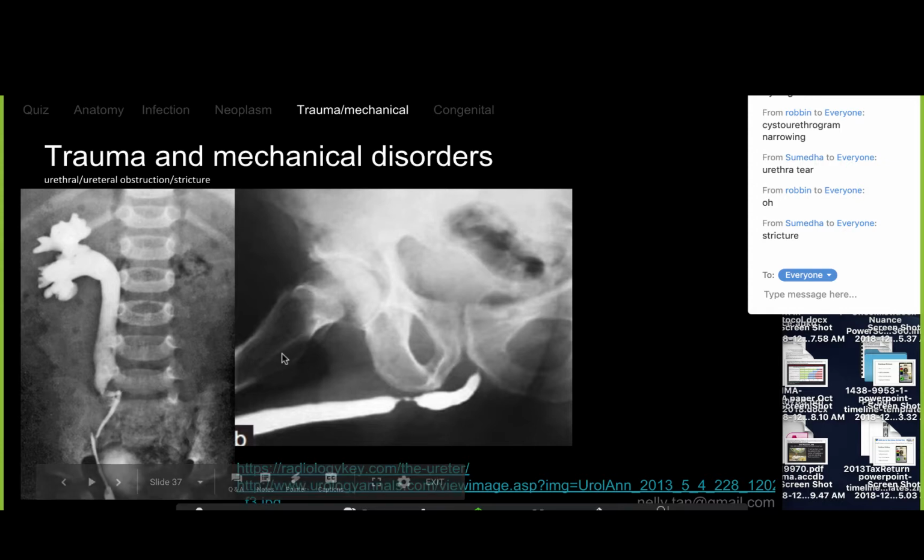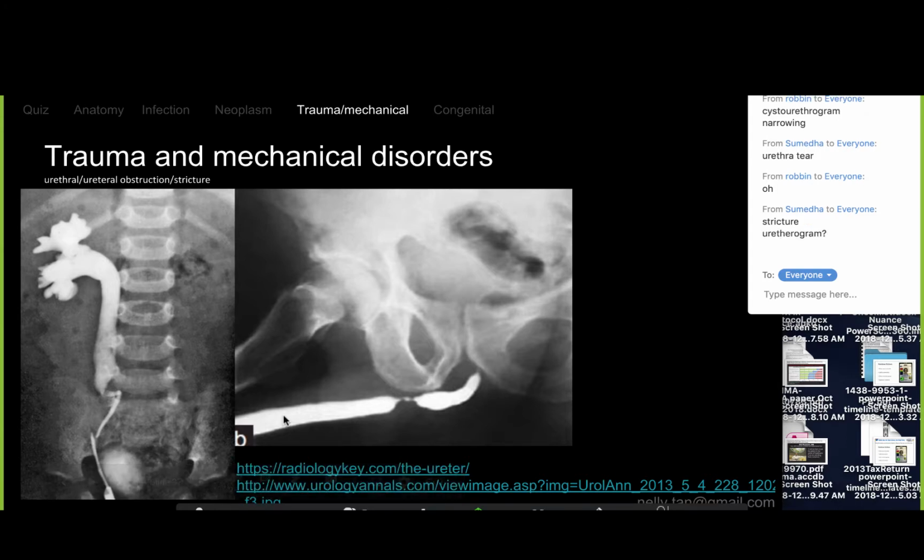Here, what kind of study is this? So we see the urethra anatomy very well, and the study is called a urethrogram, RUG, yeah, retrograde urethrogram, RUG. And what do you see? Normal, abnormal?